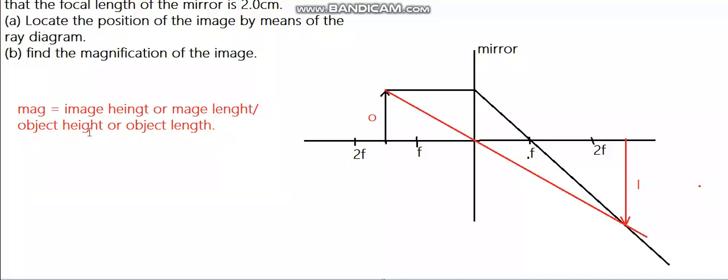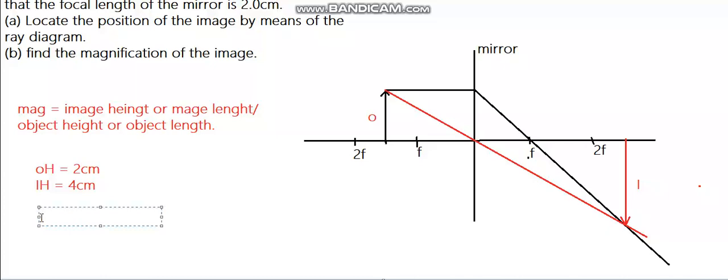So that's the magnification. In this case, we have the object height, which is 2 centimeters. The image height we need to measure. Now, if this is 2 centimeters, the image is almost there. So this can be almost 4 centimeters. Almost 4 centimeters high.